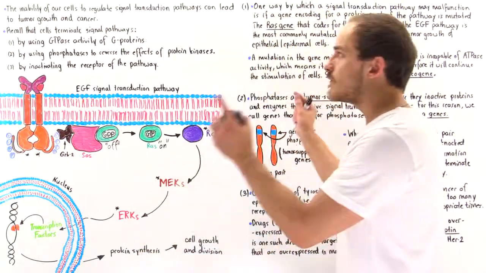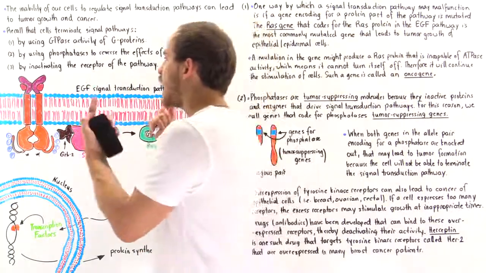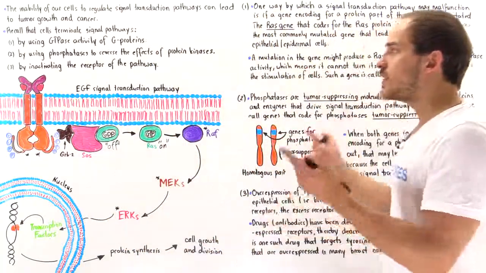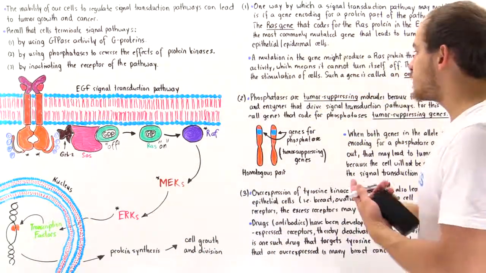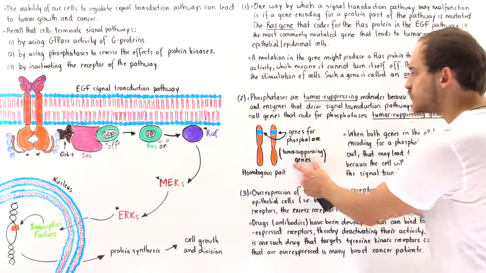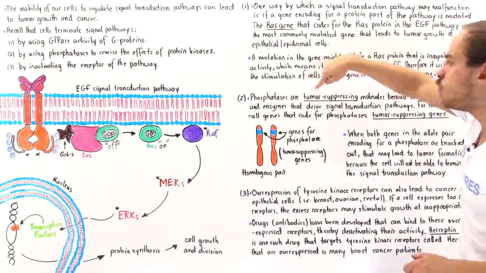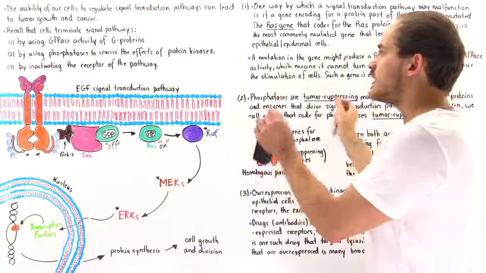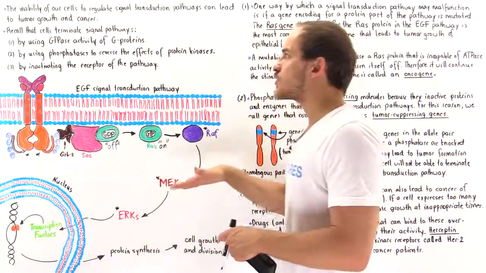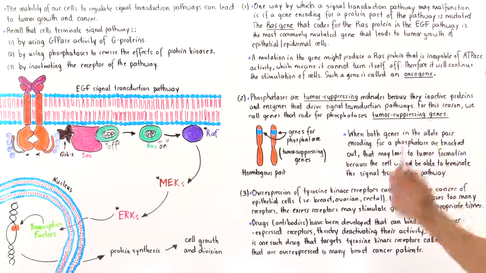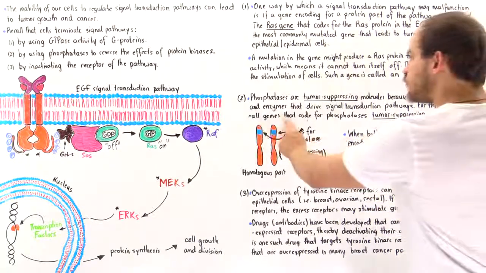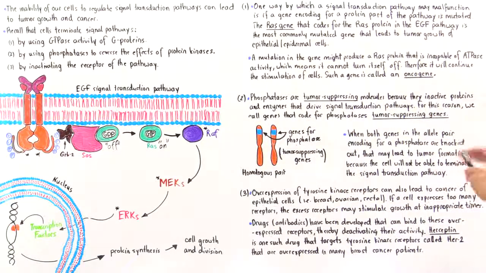And by the way, because the phosphatases turn off the activity of these pathways, and that essentially decreases the likelihood that tumor growth will actually take place, these genes that code for phosphatases are also known as tumor suppressing genes, and the phosphatases themselves are known as tumor suppressing molecules because it's a result of these molecules that tumors do not actually develop. So phosphatases are called tumor suppressing molecules because they inactivate proteins and enzymes that drive that signal transduction pathway. And for this reason, we call the genes that code for phosphatases tumor suppressing genes.